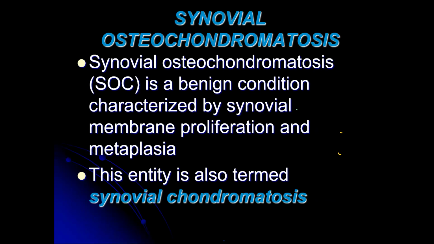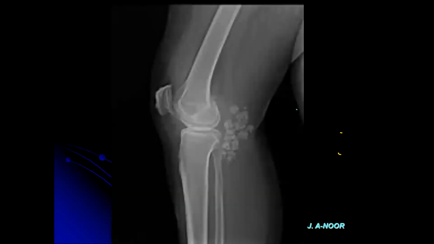Synovial osteochondromatosis is a benign condition characterized by synovial membrane proliferation and metaplasia. This entity is also termed synovial chondromatosis. This is a case; it's quite common to occur around the knee. You see that there are masses which undergo metaplasia of the synovial tissue.